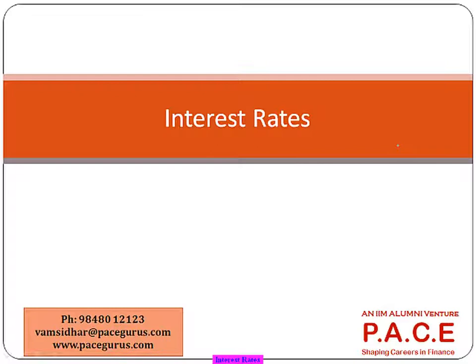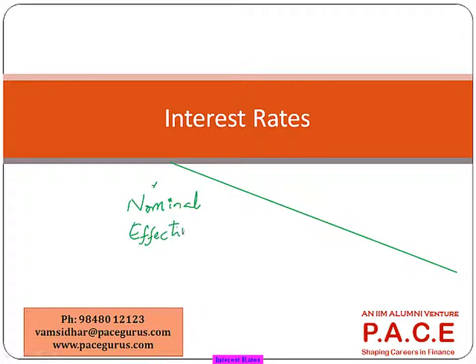We have looked at what is the nominal interest rate. We can look at the effective. Effective we have looked at earlier also, for that particular month, for that particular year, what is that effective rate. So we'll use these two words, nominal and effective, both in terms of interest rates as well as discount rates.